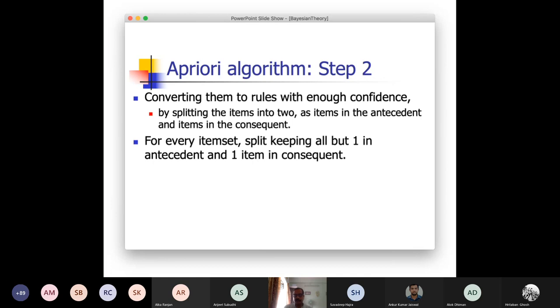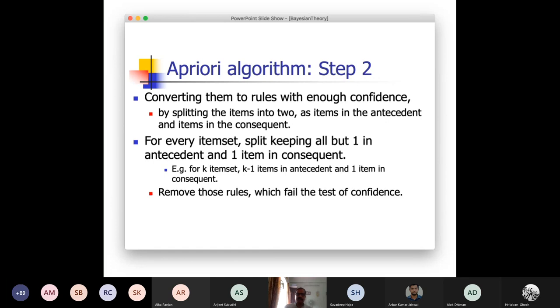So in the antecedent part, you are taking the whole thing. That is a harder constraint. So if you don't get it, then you reduce it for a smaller number of items. So for k item sets, k minus 1 items in the antecedent and 1 item in the consequent, and remove those rules which fail the test of confidence.